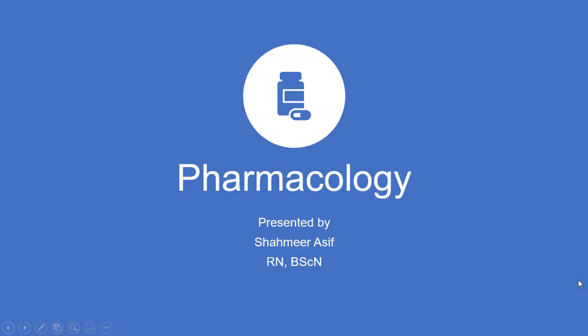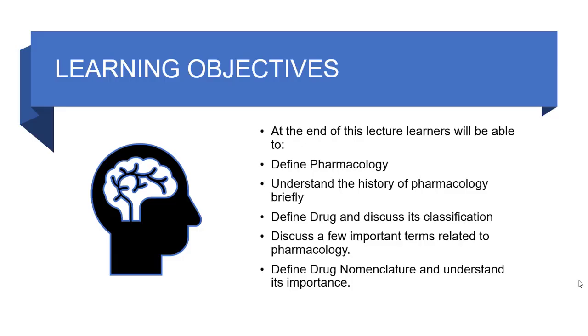I'm going to talk about the objectives. At the end of this lecture, learners will be able to, first of all, define what is pharmacology. We are going to understand a little bit about the history of pharmacology. I'm going to define drug and its classification. I'm also going to discuss a few terms which are very important and pertinent to pharmacology. And I'm going to define drug nomenclature and we are going to understand its importance. So if I quickly move to the first slide.